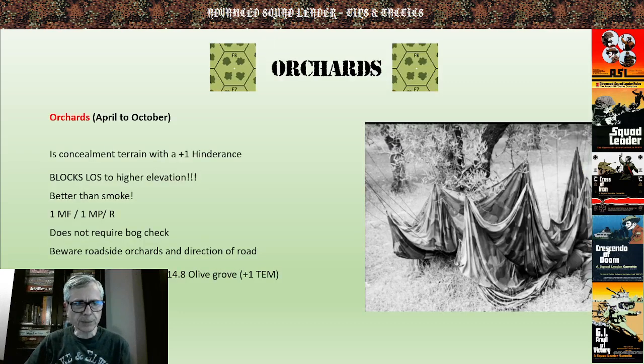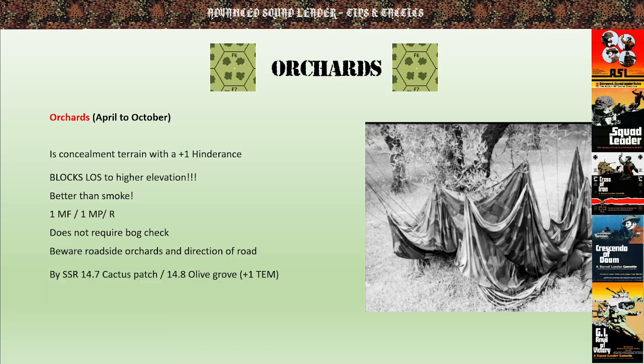The next terrain type I want to cover a bit is orchards, and here you have a German paratrooper deceased in an orchard in Crete. Here's the olive grove. Now, olive groves are a different story, but anyway, I'm going to temporarily turn off my image here because I'm overwriting something. Here we go.